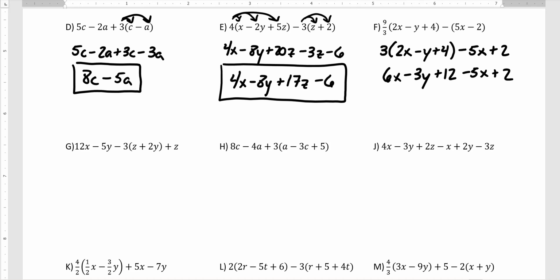And now combine our like terms. I have 6x minus 5x, that leaves me with 1x. I have minus 3y, and I have 12 plus 2, which is 14.